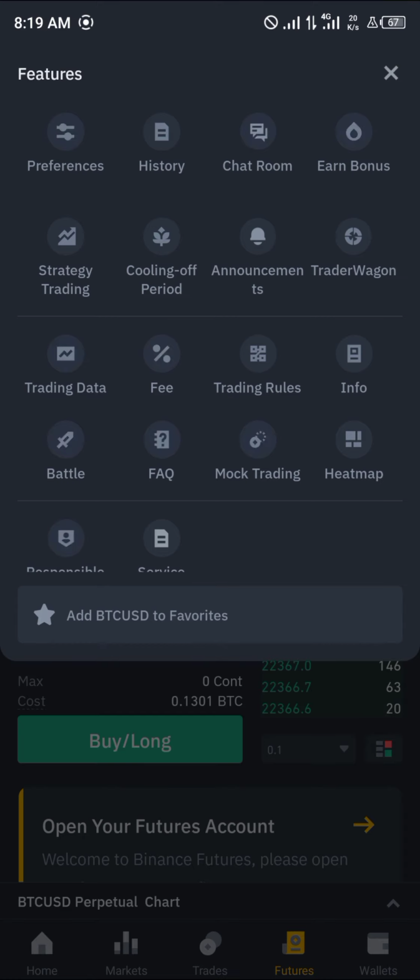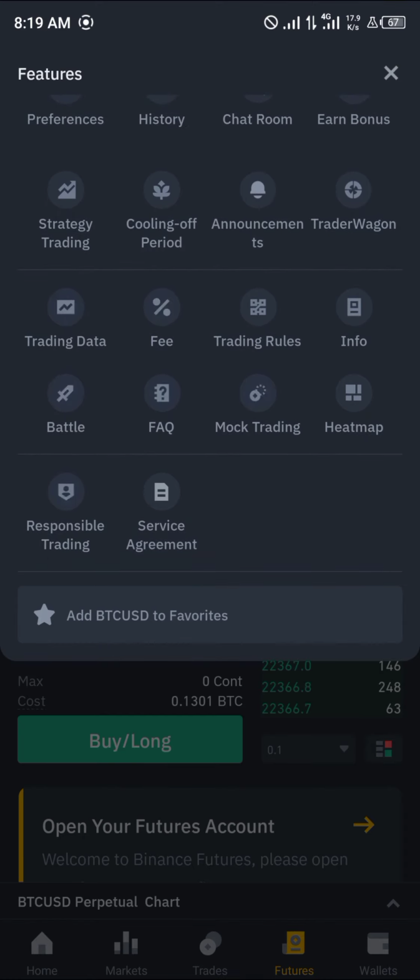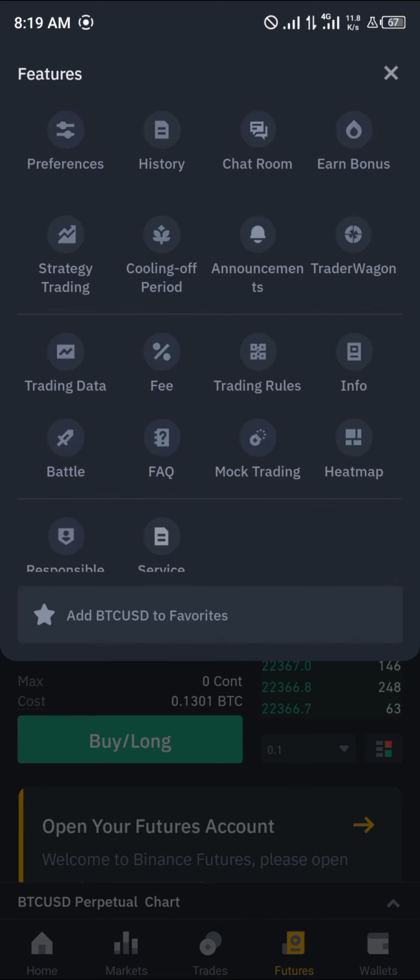You can also make use of the other features on the Binance Futures. You can make use of the heat map, mock trading. You can view the trading rules, trading fees, trading data, even trading strategies as well.